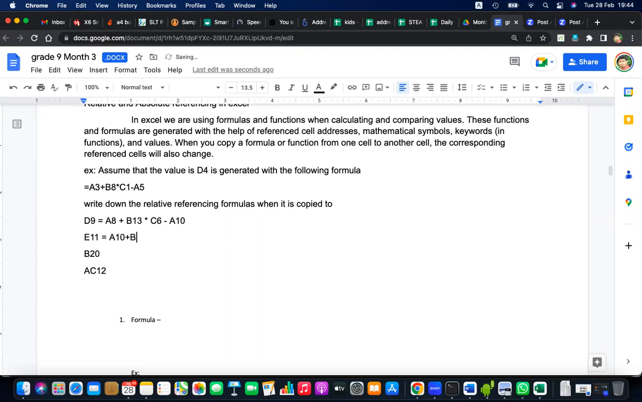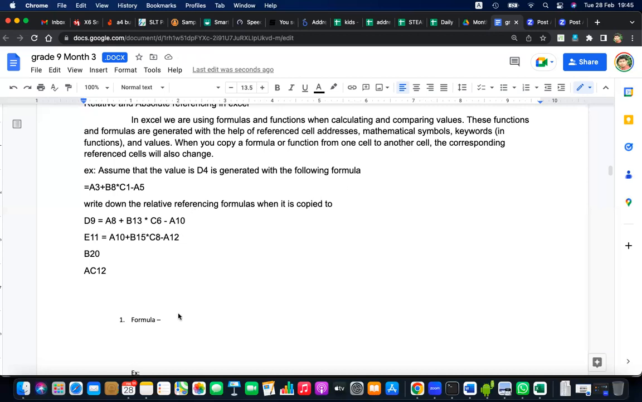Then B15 multiplied by C8 minus A12. Right? This is if you change only downwards, but D to E, how many columns?